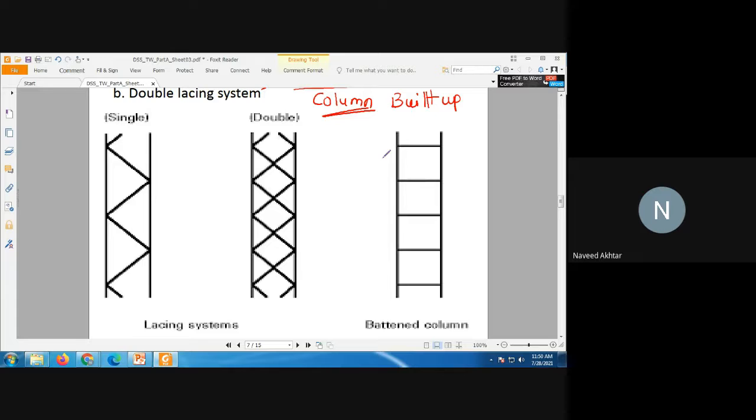So in a built-up column, generally two sections, you can see two or more sections. Here you can see one section, one column is here, one another, and they are connected with inclined bars. So these are the inclined bars, you can say, and these bars are connected with the column. Okay, so when only single inclined bars are there on both faces of the column, it is okay.